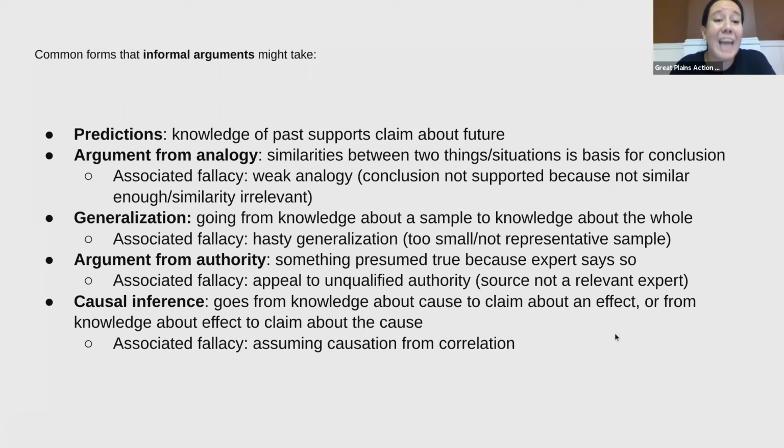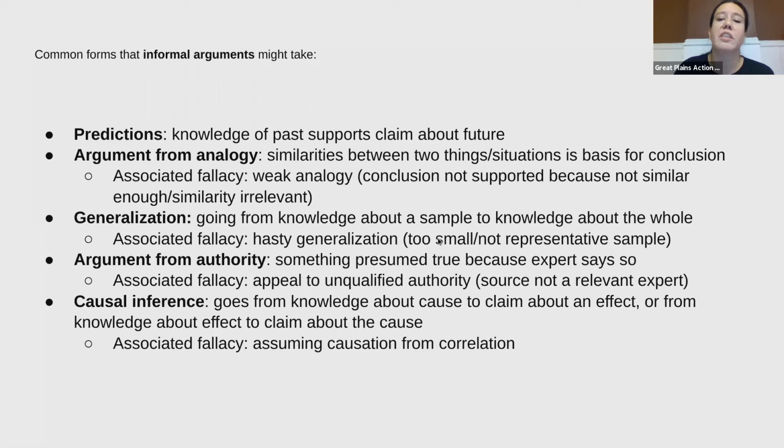So arguments from analogy. You say, this is like this, this is true for that. Because two things have something in common, we can use that commonality to reach a conclusion. And there's an associated fallacy of weak analogy. If the analogy doesn't hold up, if the two things don't really actually have enough in common, or if what they have in common doesn't have anything to do with the conclusion, that's a weak analogy.